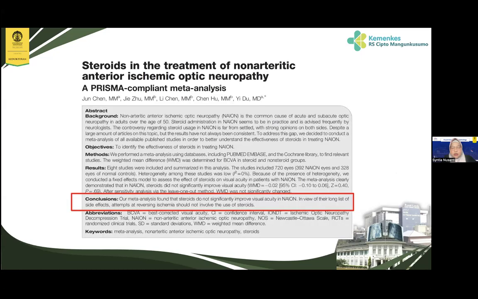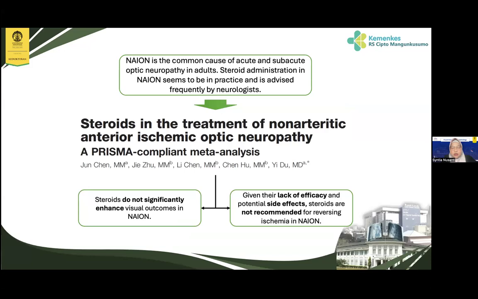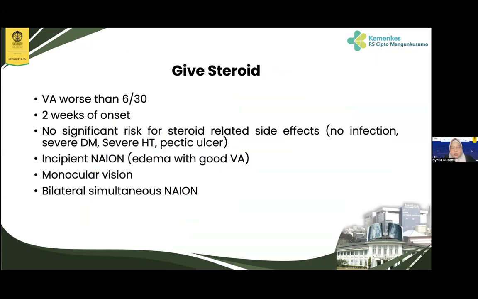There is a meta-analysis of steroid in the treatment of non-arteritic anterior ischemic optic neuropathy. The conclusion of this meta-analysis is that steroid does not significantly enhance visual outcome in NAION, and given the lack of efficacy and potential side effects, steroids are not recommended for reversing ischemia in NAION.